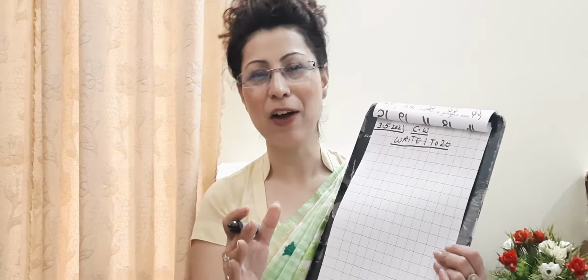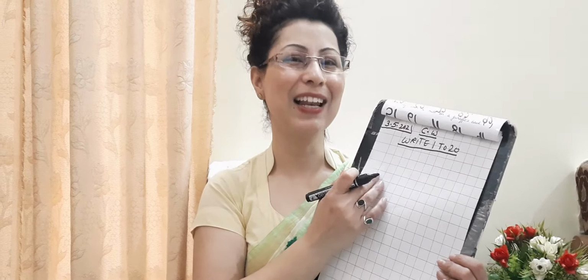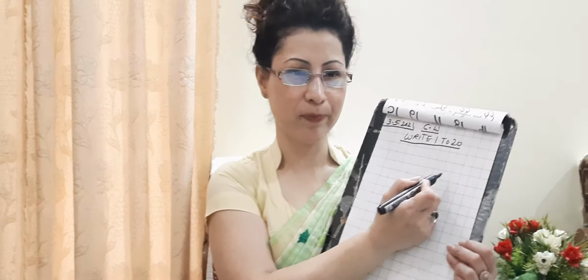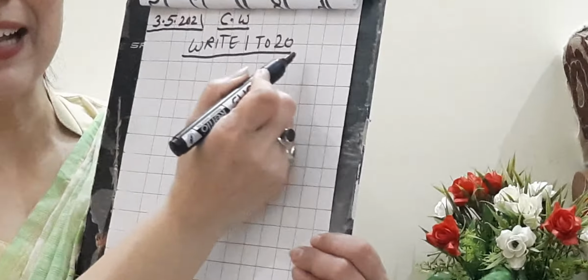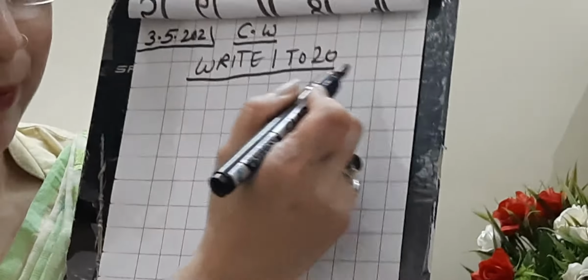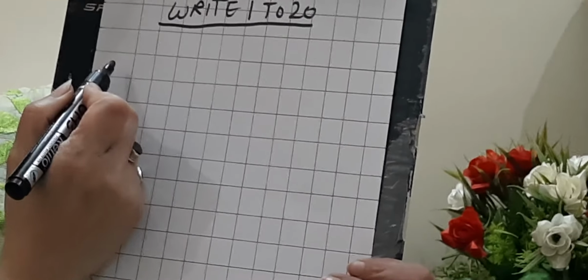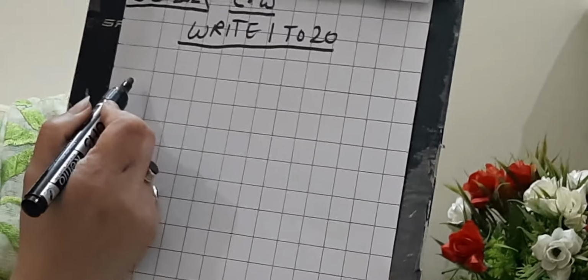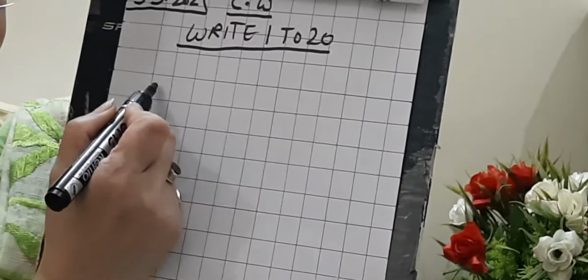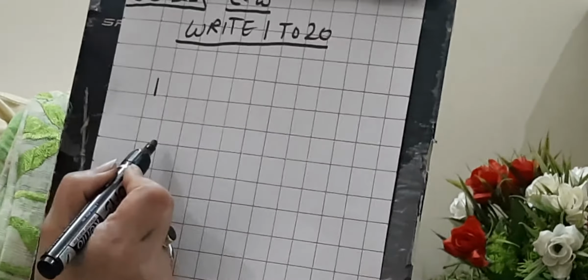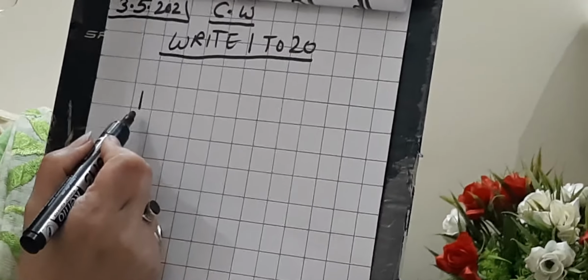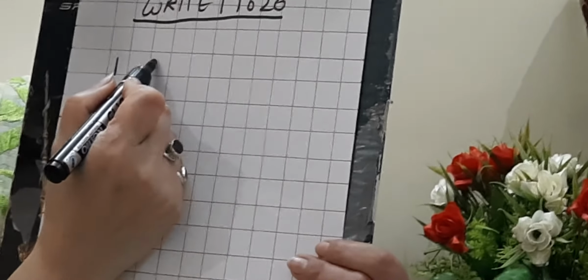So quickly write. Learn how to write 1 to 20 count in horizontal way. Now, after writing the heading, leave one box line in horizontal way and choose the first box. I'm choosing the first box right here. 1. As I said, you always read it. 1. Now go side by side. Beside 1, leave one box.